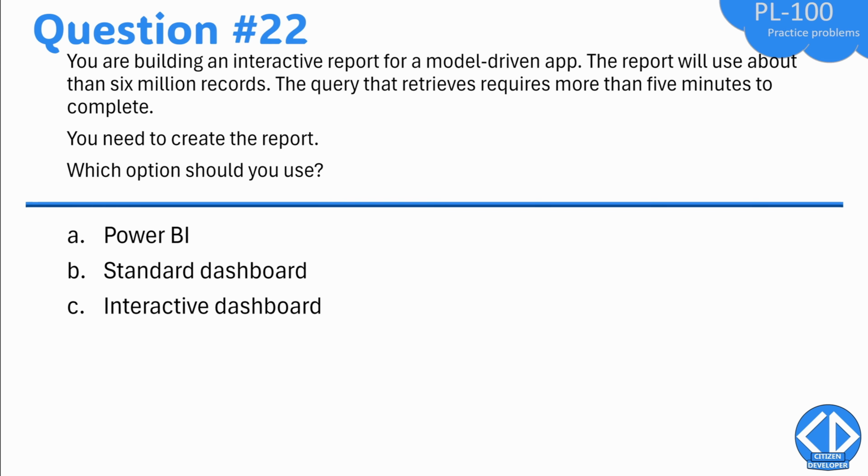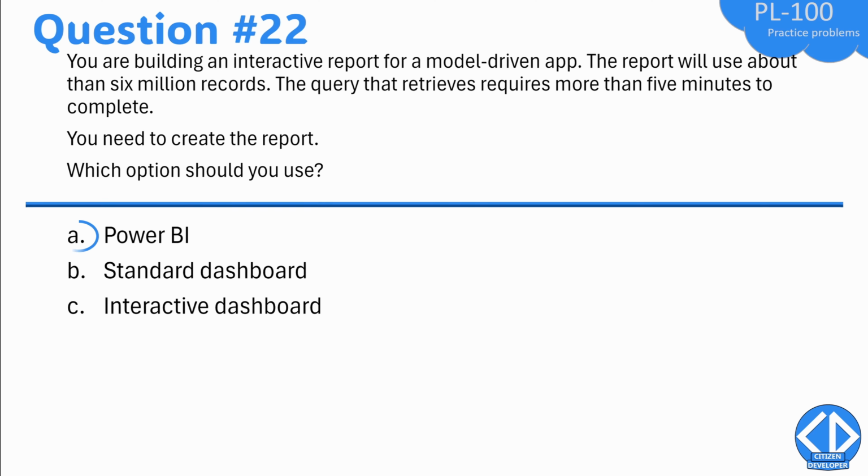Question 22, you are building an interactive dashboard for a model-driven app, and the report will use about 6 million records. The query that retrieves requires more than 5 minutes to complete. You need to create the report. Which option should you use? So I think there's one major clue here, and that's going to be that we are trying to look at 6 million or more records.